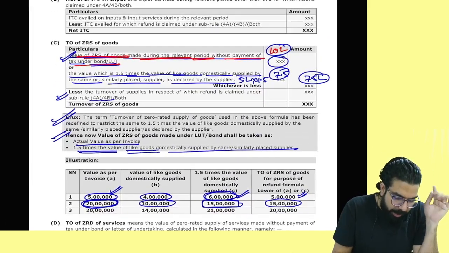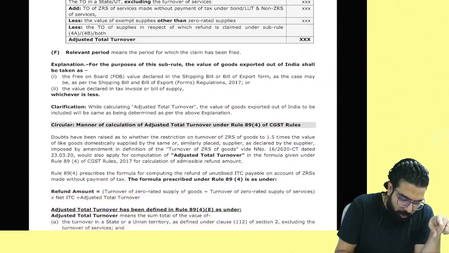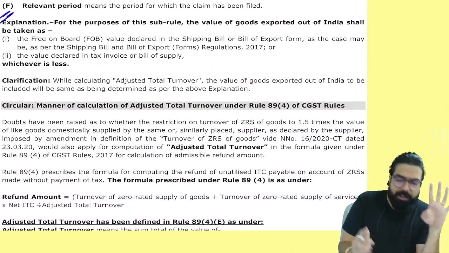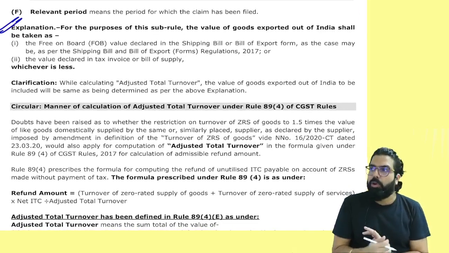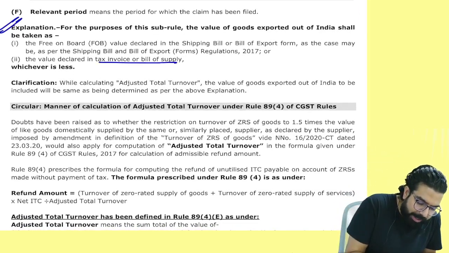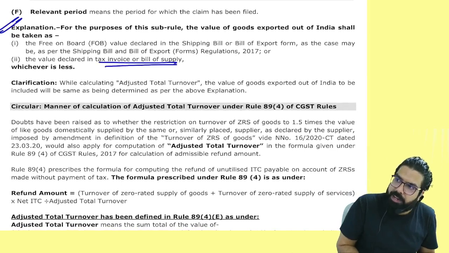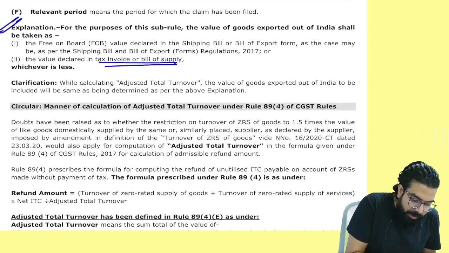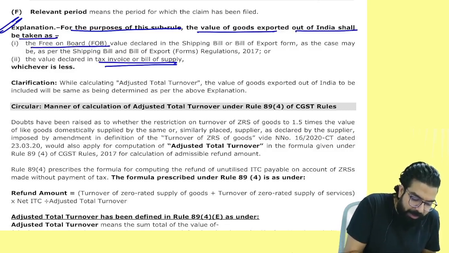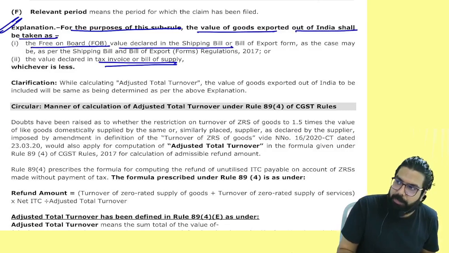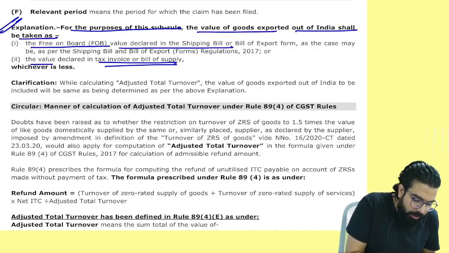Everyone over here, I want to tell you one more thing which is told by the government at the last. Listen. Government went ahead and further told, Ramesh, you know what? The value which you have declared in the invoice, see, for the purpose of this sub-rule, the value of the goods exported out of India shall be taken as the FOB value of the goods declared in the shipping bill or the value declared in the tax invoice, whichever is less.